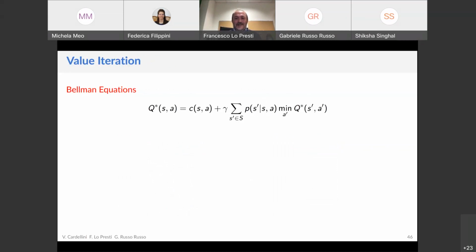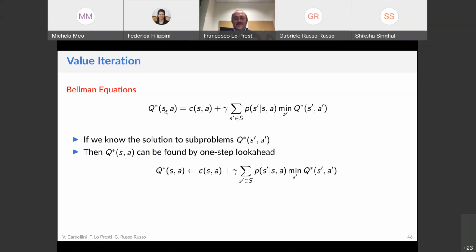The basic idea: let's look at the right member and assume we know, for the possible successor state S prime, the optimal Q star S prime A prime for every combination. If we know this value, and I know the probability and the cost, I can then compute the Q star for a given state-action pair S, A. So rather than see this as an equation, I see this as an assignment.